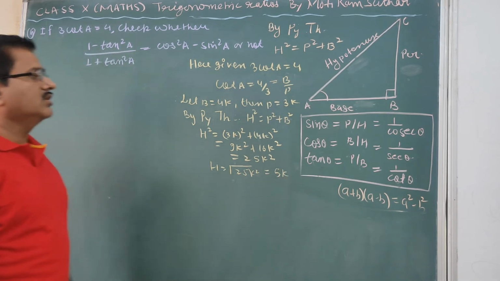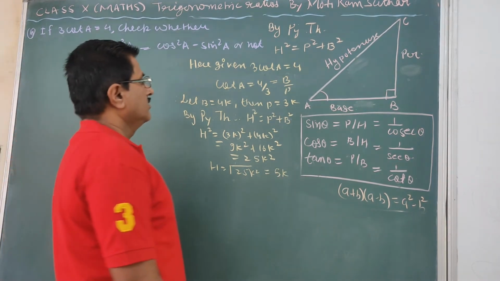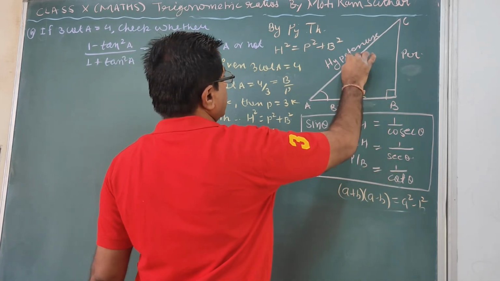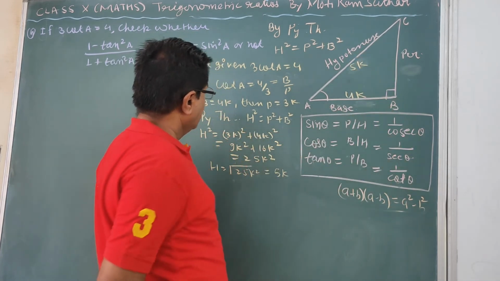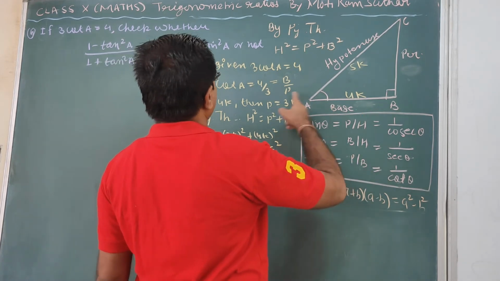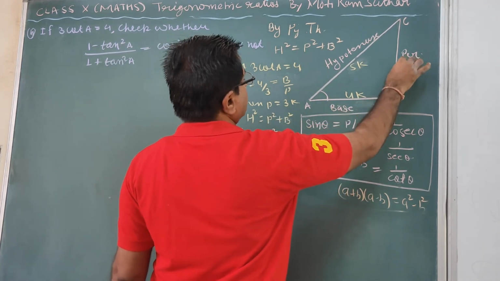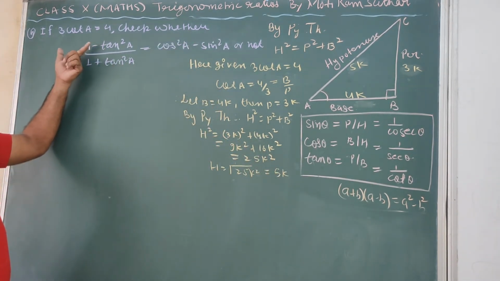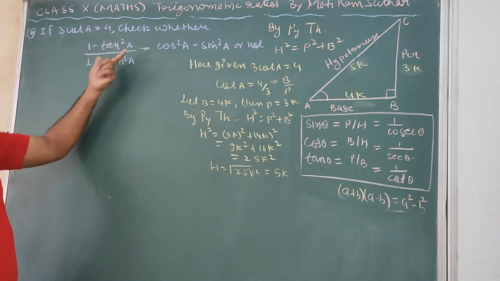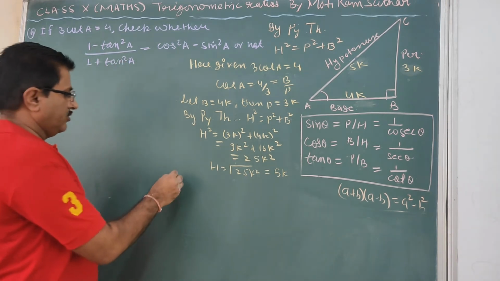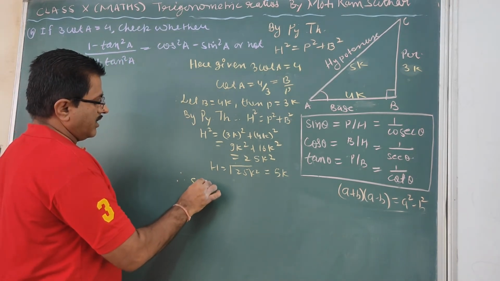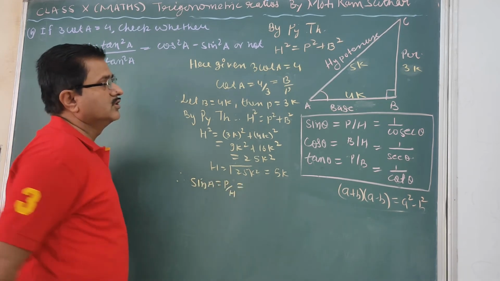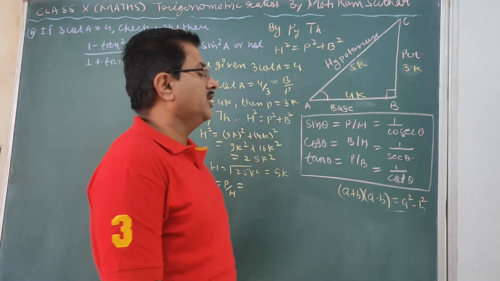So we get all three sides. Clear? Base is 4k, hypotenuse is 5k, and perpendicular is 3k. All sides we know. So we need what? Sin A, cos A and tan A. All three are there, therefore you find all three. Sin A, that is perpendicular upon hypotenuse. So here perpendicular is 3k.